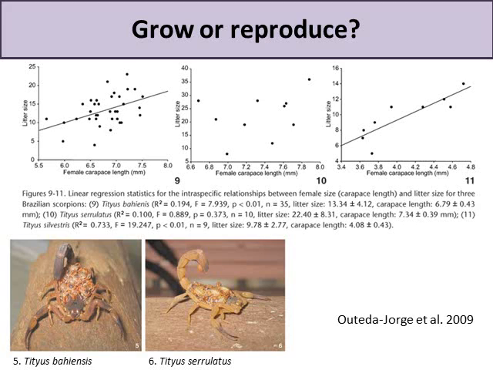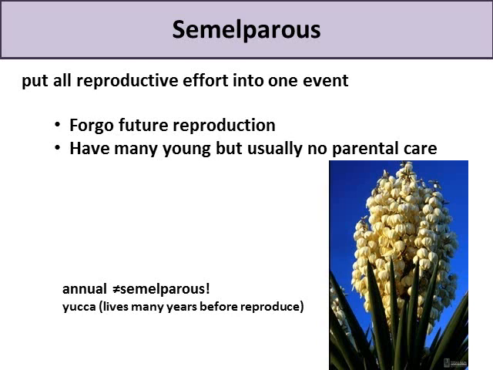So here it shows the bigger the female, the more offspring she has. And same for this species. The bigger the female, the more offspring. And the semiparous species have a lot of offspring. This strategy is you have a lot of offspring and you don't take care of them, but at least some are going to survive to the next generation.